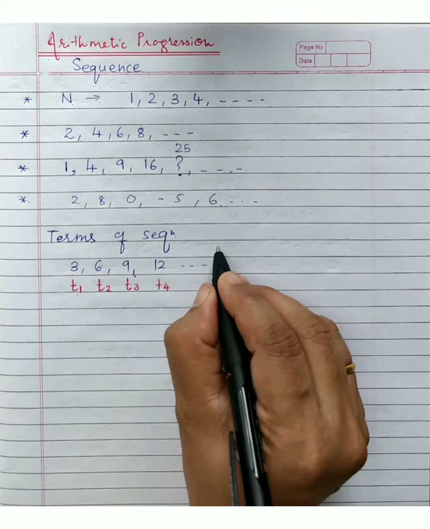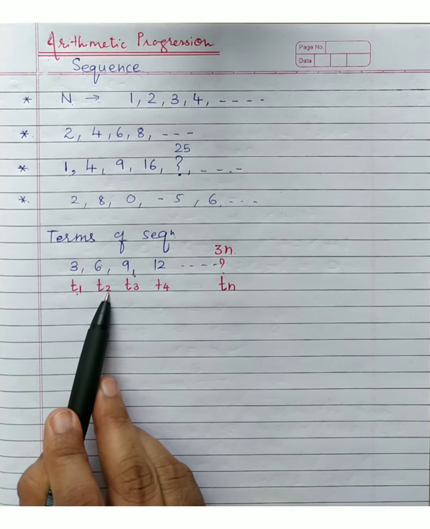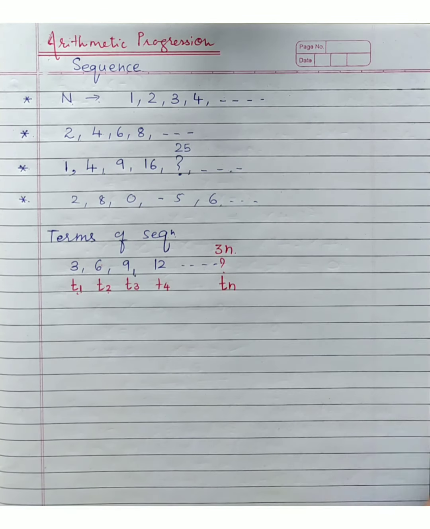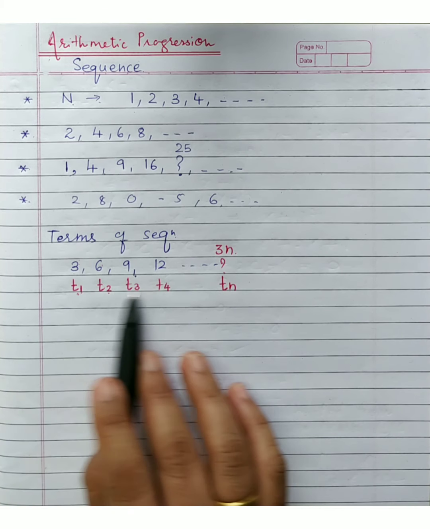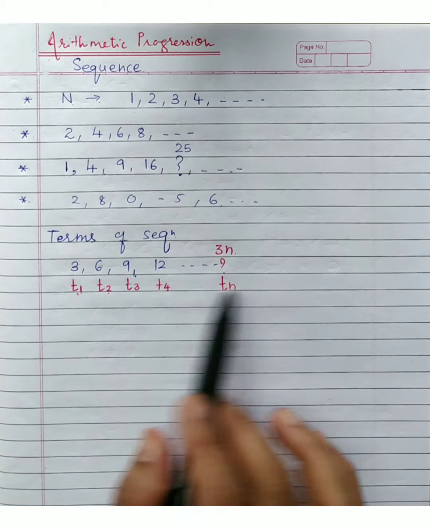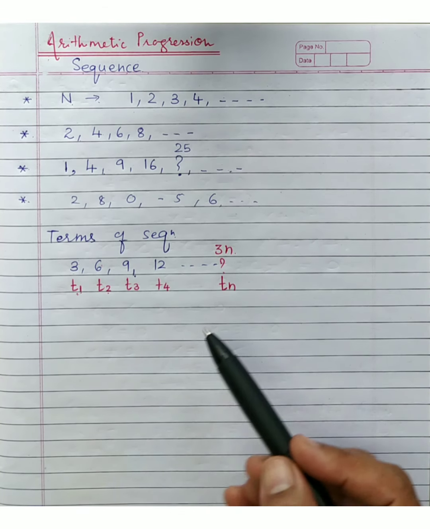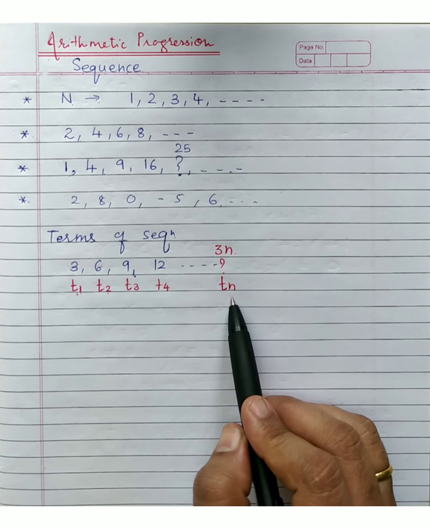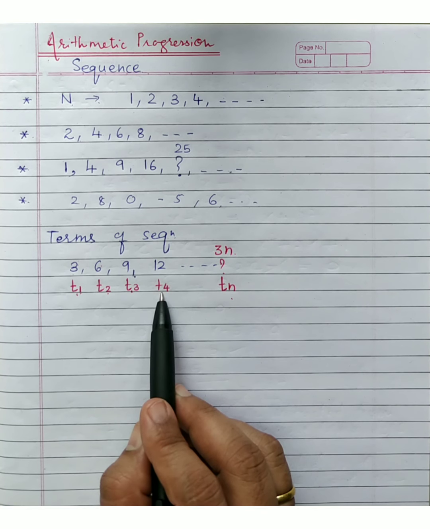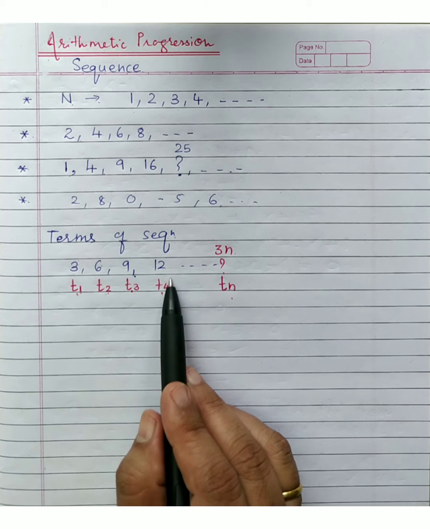You can right now also find what it will be, 3n, isn't it? Because 1 into 3 is 3, 2 into 3 is 6, 3 into 3 is 9, 4 into 3 is 12. So that way it is 3n, that we are going to study later on. So terms of a sequence are denoted by T1, T2, T3, T4 and so on. Okay, is that clear to you? This is the nth term of the sequence. Previous term, next term. T2, T3, T4 are also called consecutive terms.